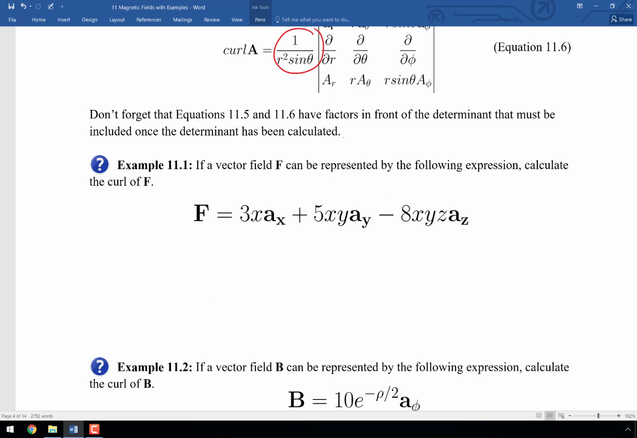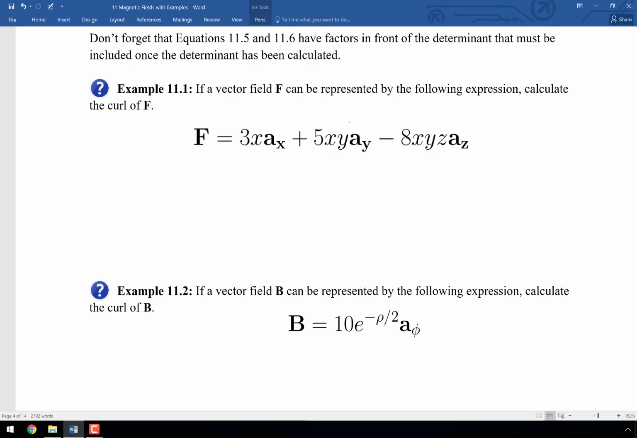Okay, let's do a couple of quick examples here. I've got a vector field that has 3 different components in rectangular coordinates. So right away I can tell you that we're going to use rectangular coordinates. We want to calculate the curl of this vector field F. Remember that the del operator is a vector, so I'll put a little arrow over it. The curl of F is equal to a determinant, and that determinant has the unit vectors on the top row. In the middle row, it has the 3 partial derivatives.